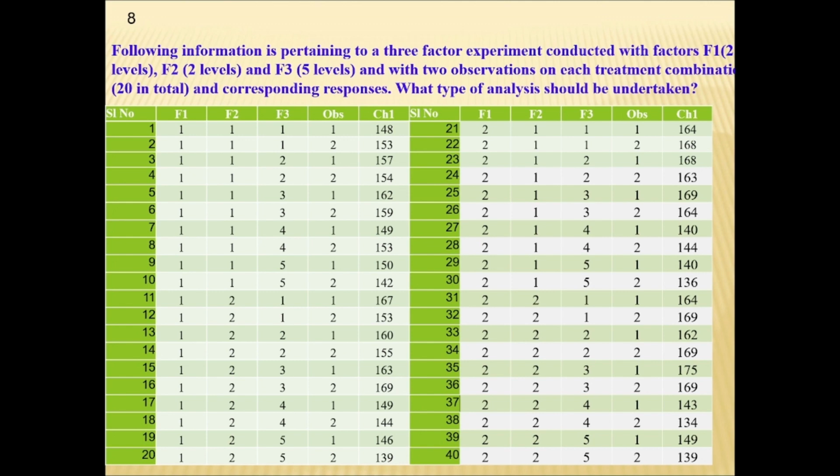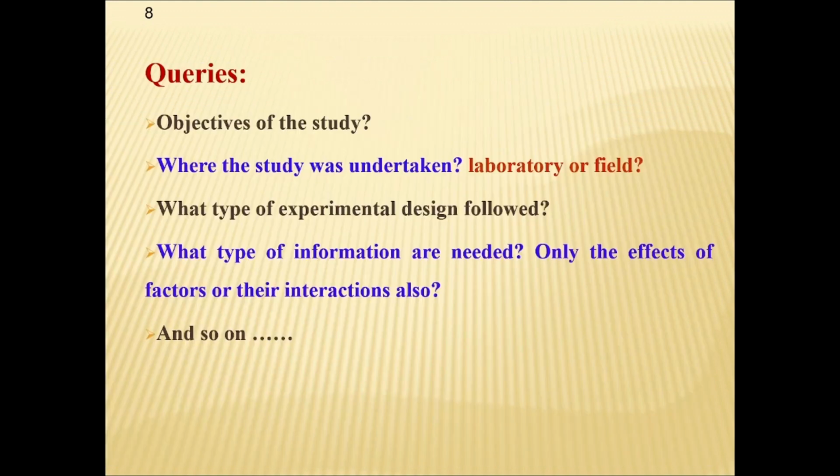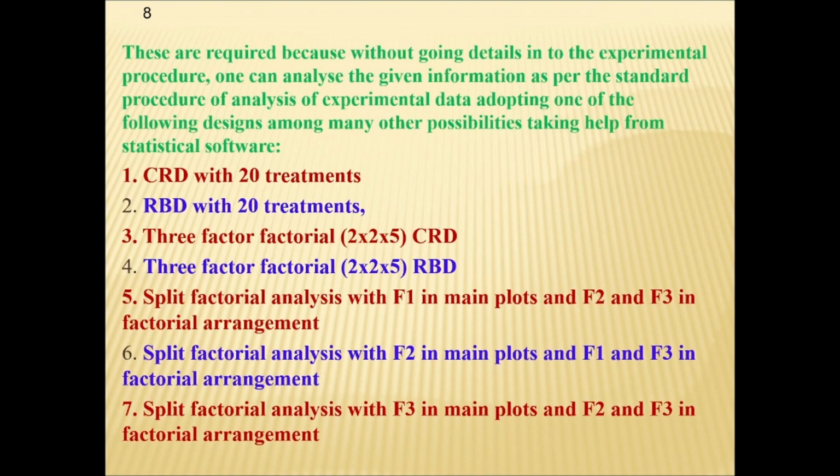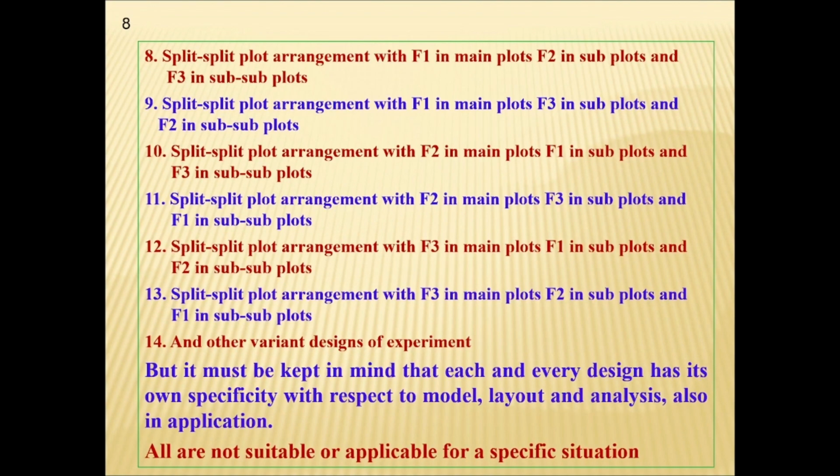This is, in a nutshell, the sheet. Taking one example, there are 3 factors: F1, F2, and F3. One factor has 2 levels, the second has 2, and the third has 5. So it is a 2 into 2 into 5 factorial analysis. Without any knowledge, how can we analyze the data? Next. See, 14 different types of analysis could be done from a given type of data.